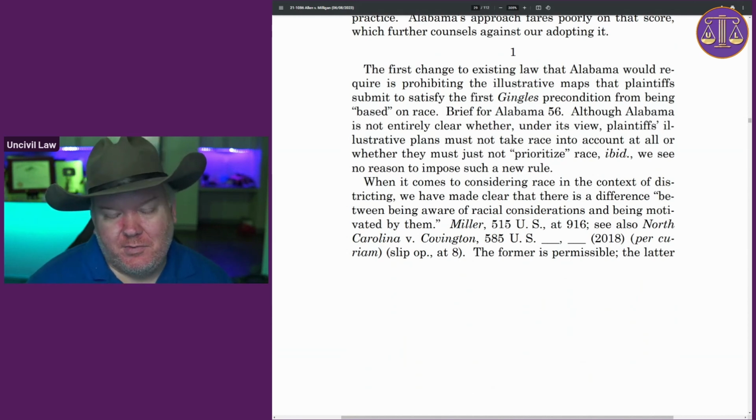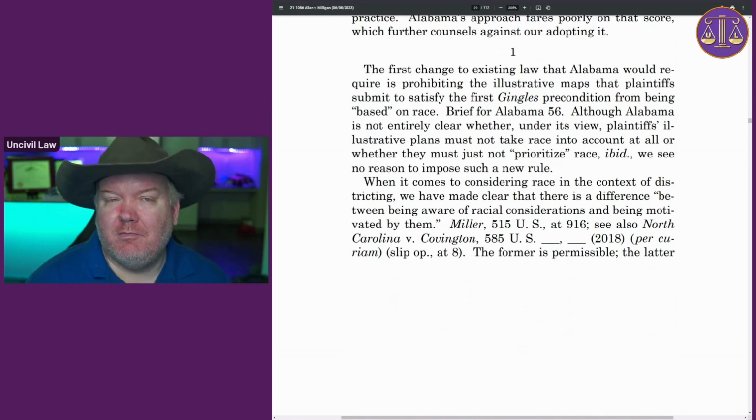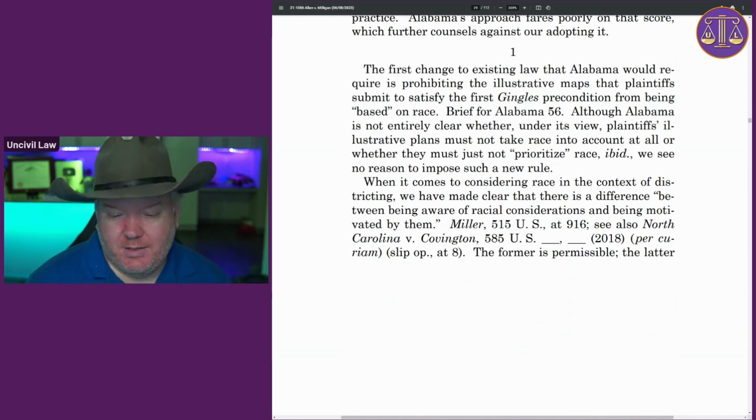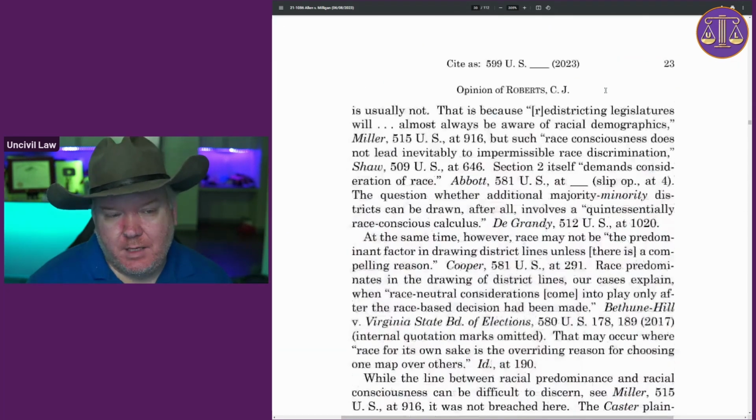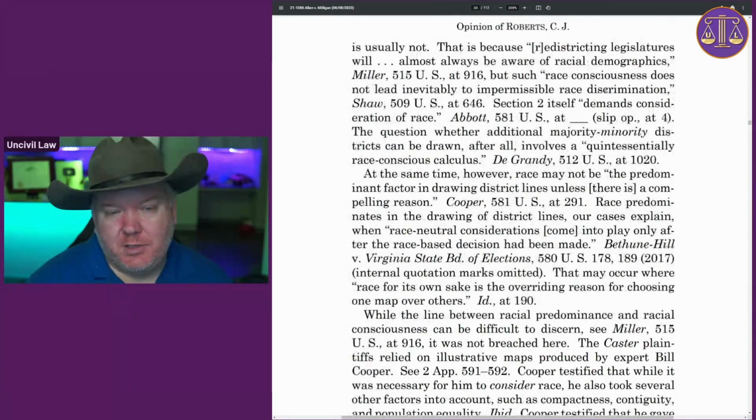That's pretty thin slice, but that's what we're doing. The former is permissible, the latter is not. That's because in racial redistricting, legislatures will almost always be aware of demographics, but race consciousness does not lead inevitably to impersonal race discrimination. The question of whether additional majority-minority districts can be drawn involves quintessentially race-conscious calculus.